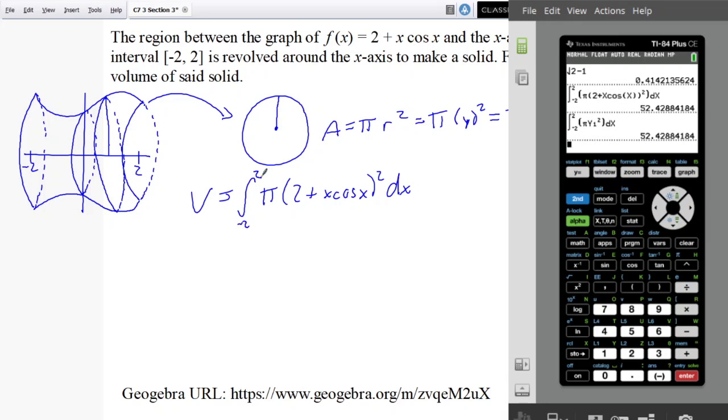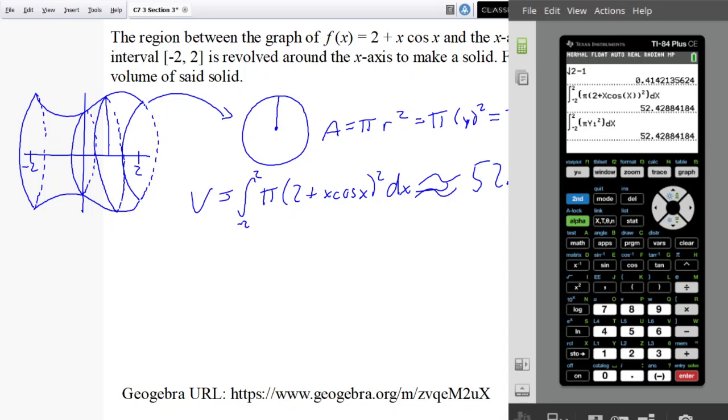Notice I do get the same answer either way. I just think that the second way of doing that is going to be a little bit easier to not make mistakes. So again, we have approximately 52.429 cubic units. I don't think we were given any units here. Yeah, so cubic units here.